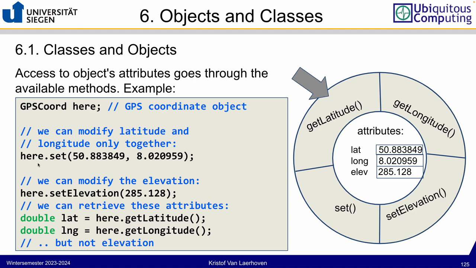We basically say there is an object, and we're now going to set the location of this object to 50 dot something, comma 8 dot something. This is the actual coordinates of right here where we are now. Right, so this is basically a way of saying we have an object which is a GPS coordinate, and we set the latitude and longitude to a particular value. We also can set the elevation. You could do this automatically, perhaps. So perhaps if you would do this in a very nifty way as a programmer, you could have a lookup table that says for anywhere on Earth, you have the ground level already pre-programmed, so that we are here at 285 meters, for instance.